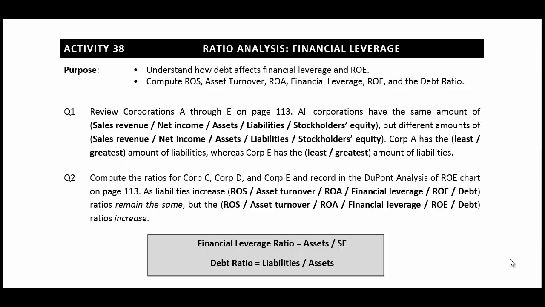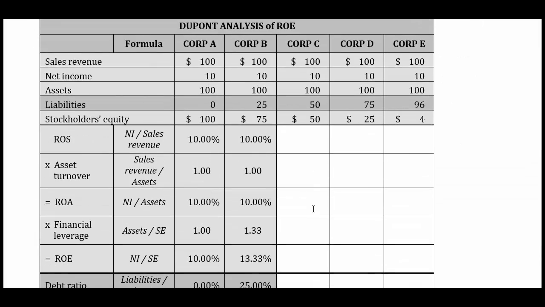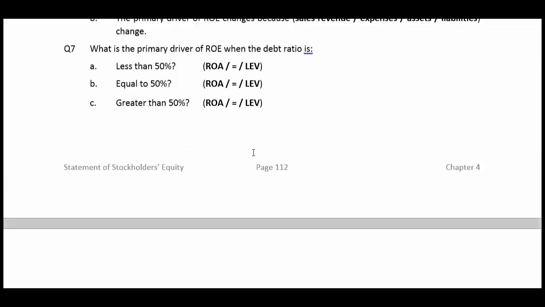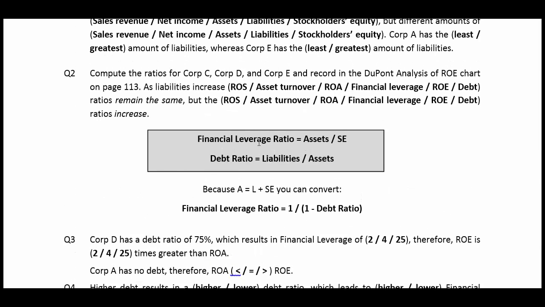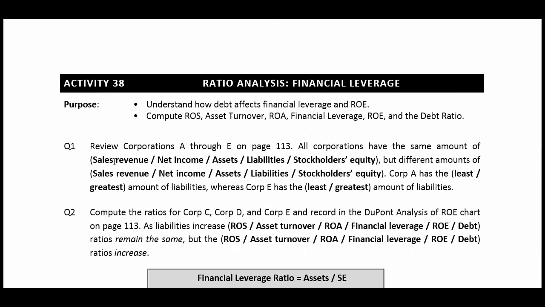All right, review. Look at the next page. If you look at the next page, you'll see I have here 5 companies. You have sales revenue, net income, assets, liabilities, and stockholders' equity for each, and some of the company's ratios. All the companies have the same sales revenue, 100,000. But they have different amounts of everything else.